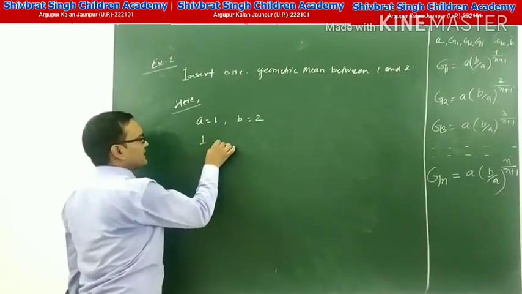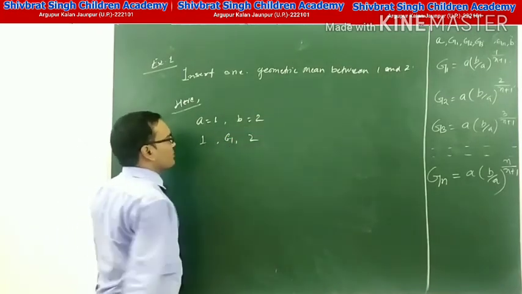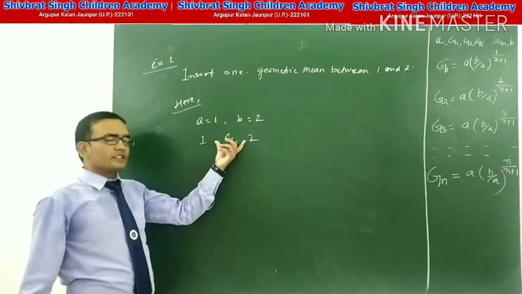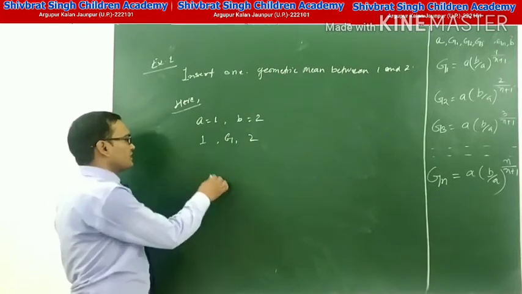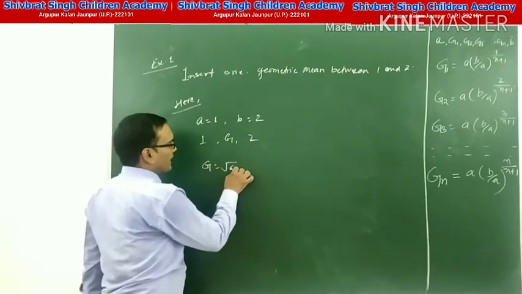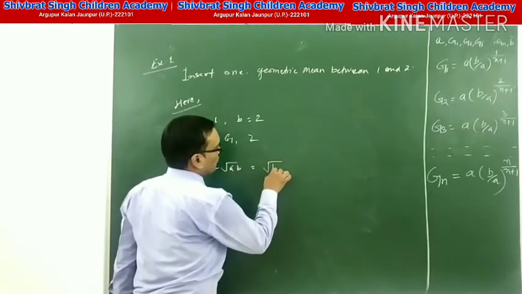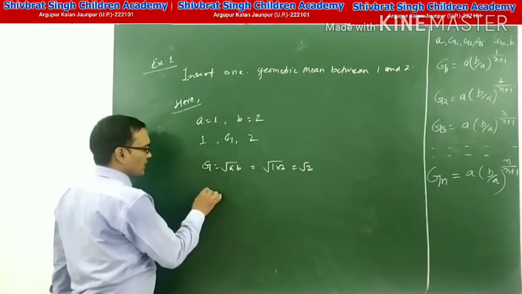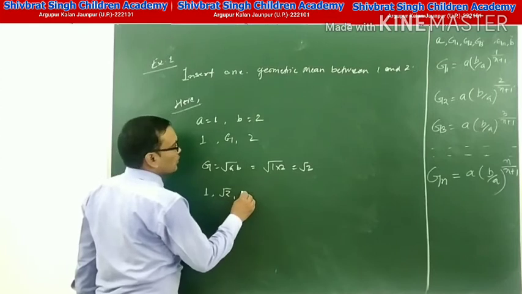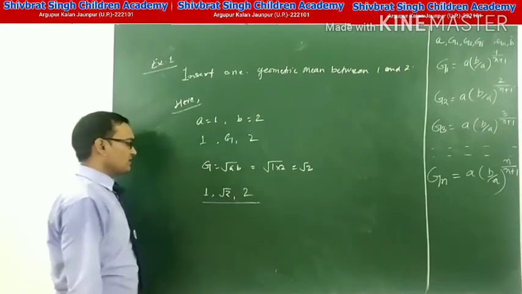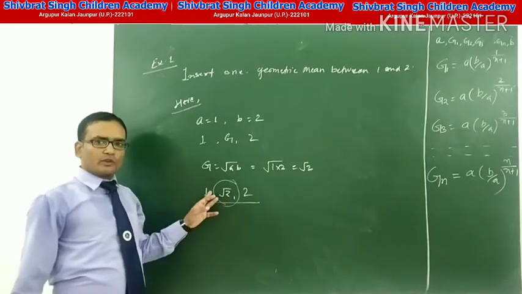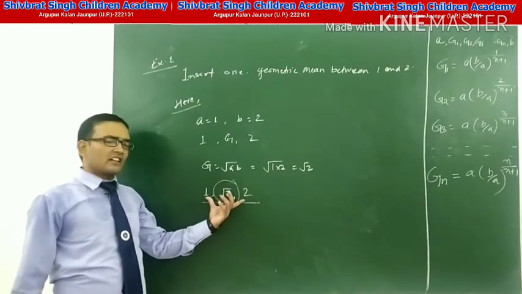Then we insert one geometric mean between 1 and 2. Let it be G. Find the value of G. G equals square root of ab, that means square root of 1 multiplied by 2 equals square root 2. That means the sequence is 1, root 2, 2. This square root 2 is the geometric mean between 1 and 2. Is your answer right or wrong?